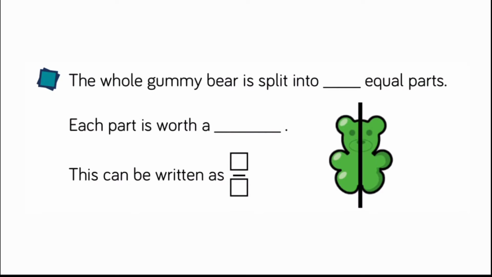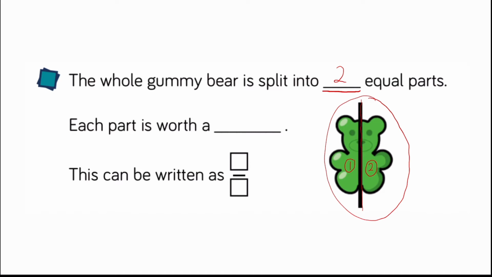Okie dokie, let's have a look at this question. It says, the whole gummy bear is split into blank equal parts. So here's my gummy bear, and I've come along and split it down the middle. How many equal parts are there? Have a look at the picture. How many equal parts are there? Well done if you said 2. There are 2 equal parts. Here's part 1 and here's part 2.